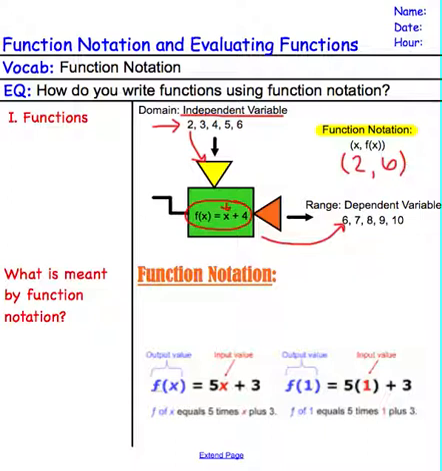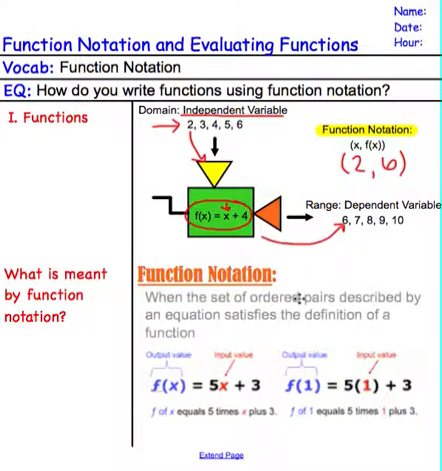Now, specifically speaking, function notation is used when the set of ordered pairs described by an equation satisfies the definition of a function. Now, I know that seems like a lot of writing to do. One of the things you want to learn while you're here in high school is how to abbreviate. So work on abbreviating and creating some shorthand that you can still go back and understand when you read it to study.